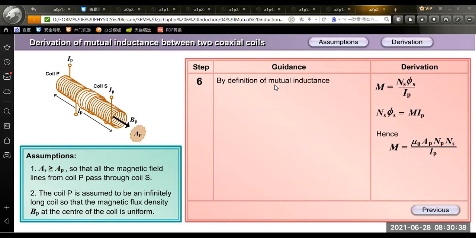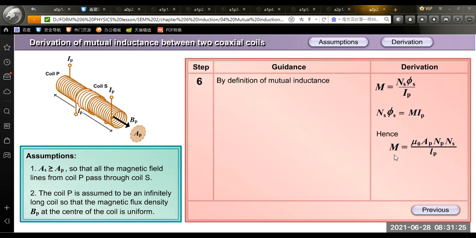Then, by definition, the mutual induction M is equal to Ns phi S over Ip. That means the number of turns of solenoid S times the magnetic flux. The magnetic flux actually is from P, right? So it will be equal to mutual induction times Ip. As a result, the mutual induction is equal to mu naught AP Np Ns over Lp.